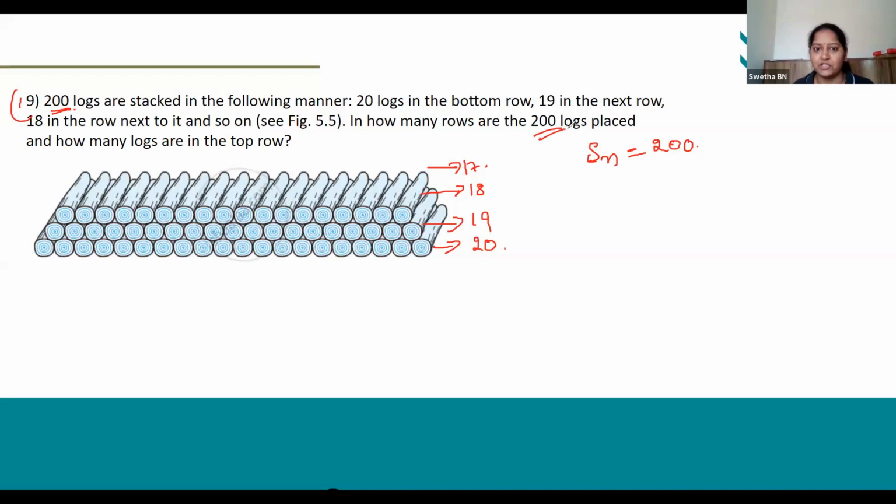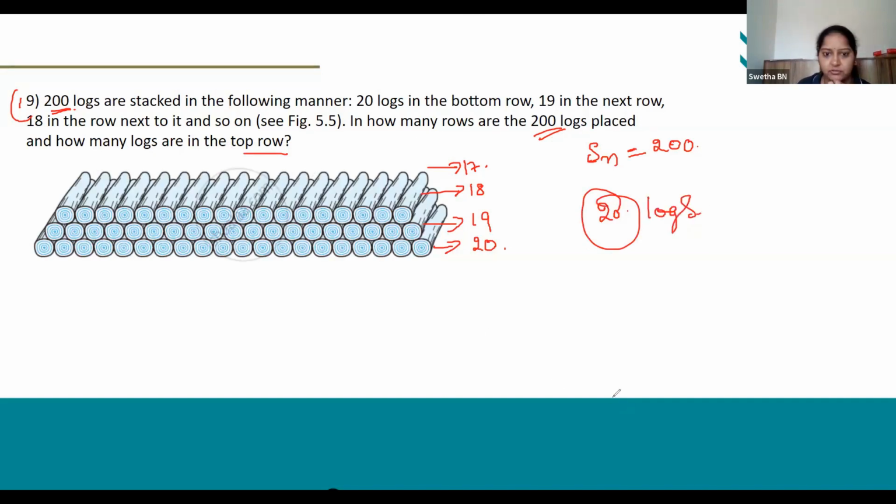Did you understand the question? So how many rows are needed to place these 200 logs in this manner? And how many logs are there in the top row? You have one more question. See, if you arrange like this, I will give one small example. There are 20 logs.